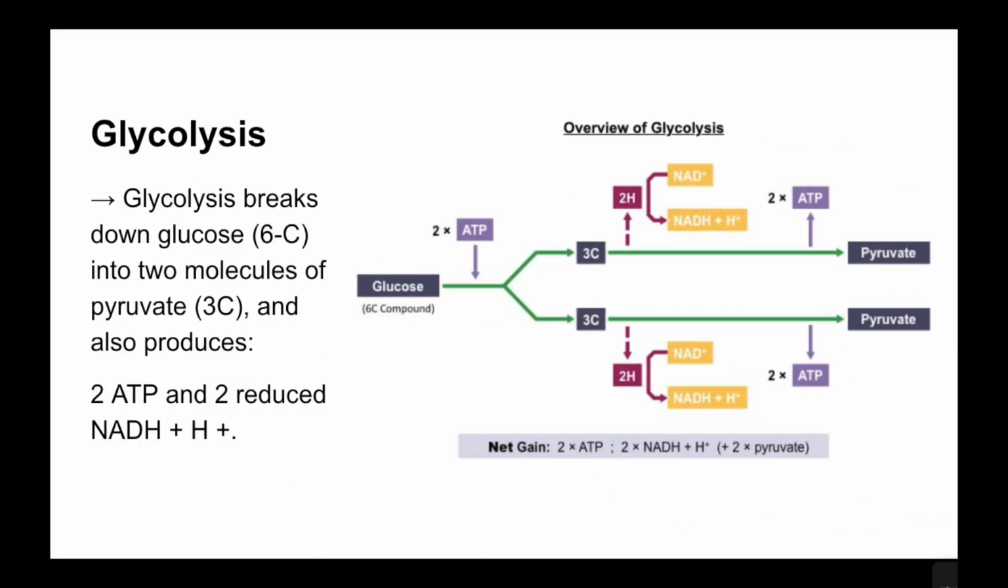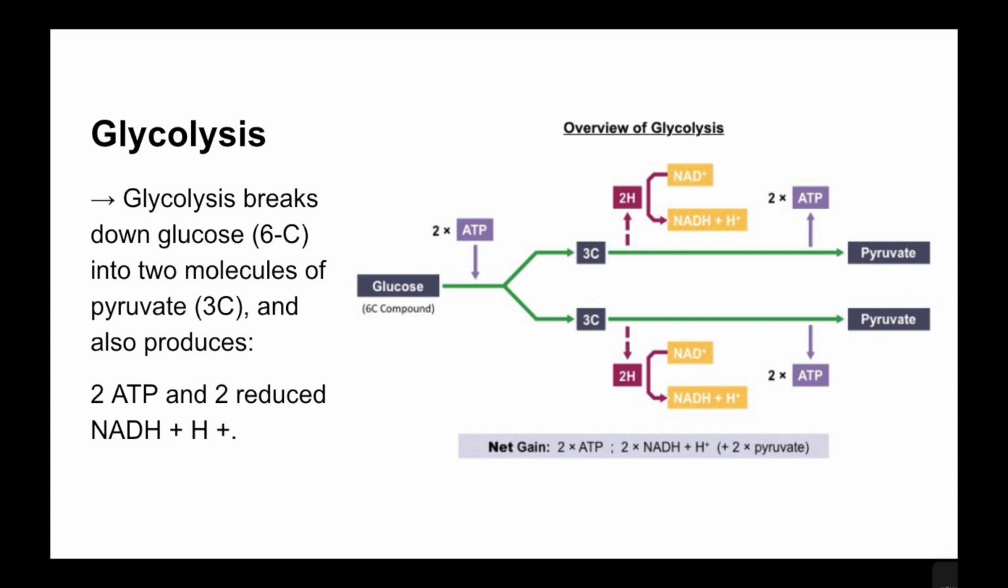The glycolysis process includes 4 steps: phosphorylation, lysis, oxidation, and ATP formation. The phosphorylation starts with a hexose sugar, which is typically glucose, the 6-carbon molecule, which is phosphorylated by 2 molecules of ATP to form a hexose biphosphate molecule.